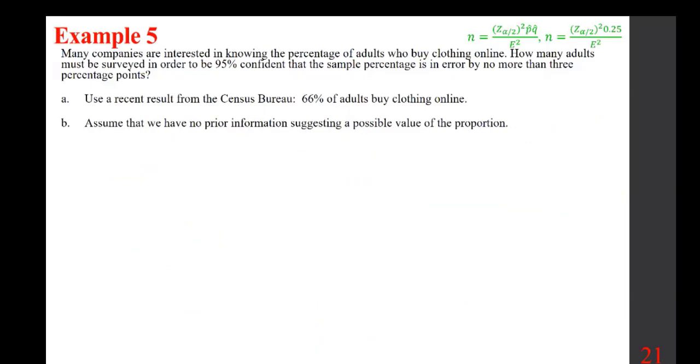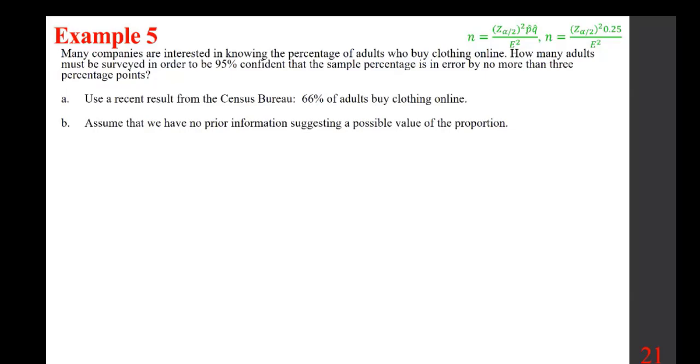Many companies are interested in knowing the percentage of adults who buy clothing online. How many adults must be surveyed in order to be 95% confident that the sample percentage is in error by no more than 3 percentage points? A, use a recent result from the Census Bureau, 66% of adults buy clothing online. And B, assume that we have no prior information suggesting a possible value of the proportion.